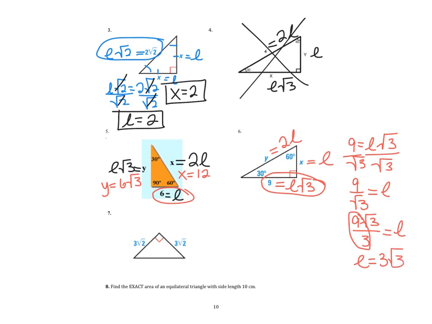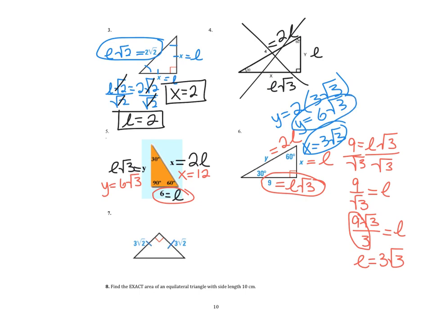All right, plug that in for X. So X is going to equal what L is, so 3 square roots of 3. Y equals 2 times L, so 2 times 3 square roots of 3 gives me 6 square roots of 3 for Y. All right, last one here.